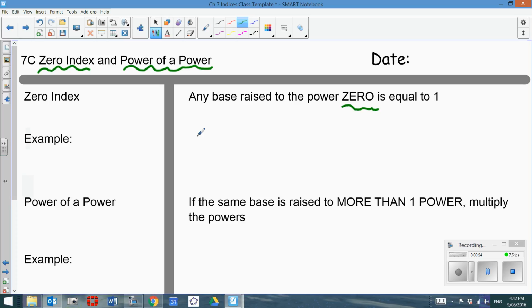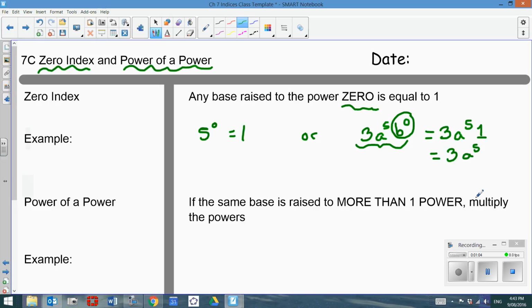Any base that's raised to the power 0 is going to equal 1. So for example, if you were to be given 5 raised to the power of 0, I'm going to write my answer as 1. All right, or let's say you were given 3a to the 5th, but b is raised to the 0. These are all part of one term. Well, the 3 does not have a power of 0. The a does not have a power of 0, but the b does. So this is really replaced with 1. Well, if I have 3 times a to the 5th times 1, I could just leave it 3a to the 5th. I'm not going to write that 1 at the end. All right? So that's our first rule.